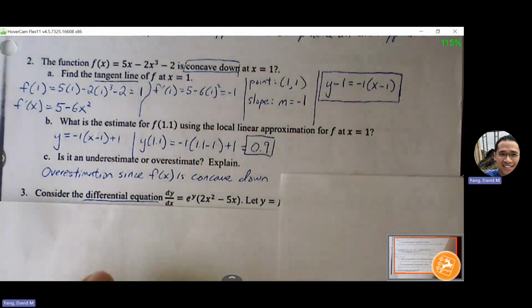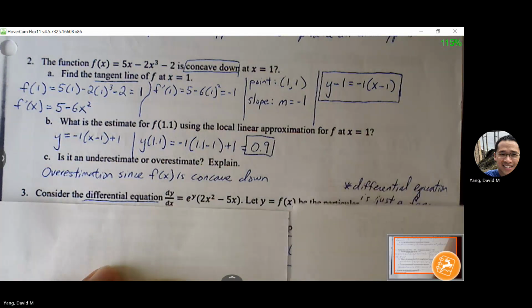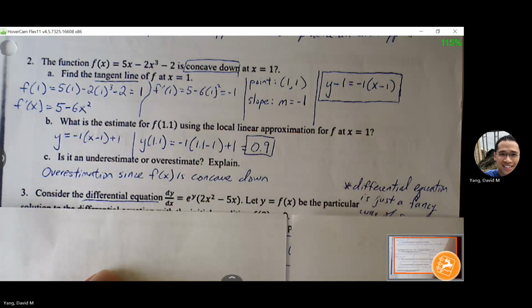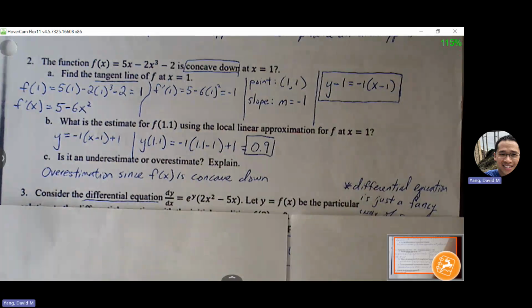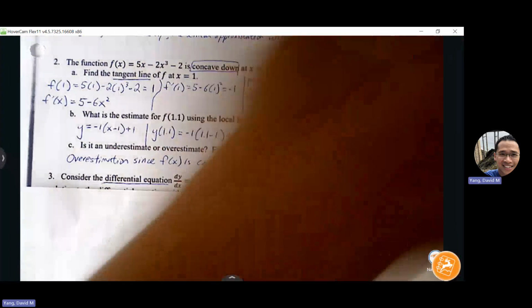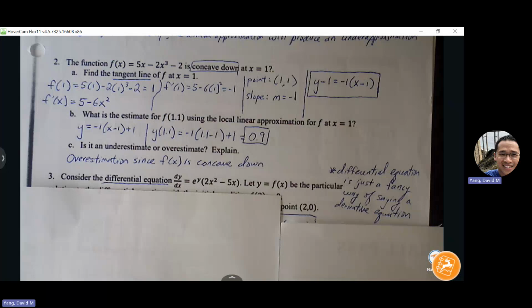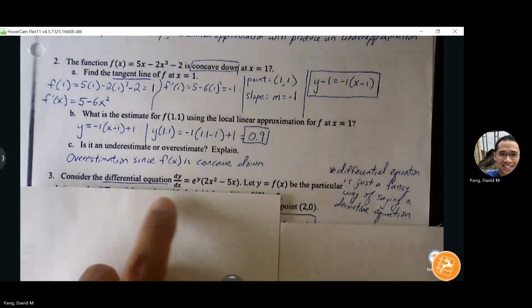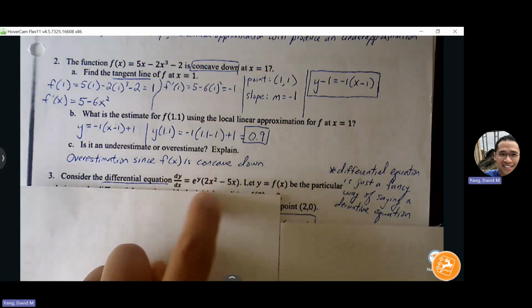Okay, everybody good with numbers 1 and 2? Okay, it says consider the differential equation. Maybe we haven't heard that yet if you haven't taken AB Calc, but a differential equation is just a fancy word for a derivative equation. It's usually a first derivative equation. So it just means, that's my slope formula for whatever the original function is.